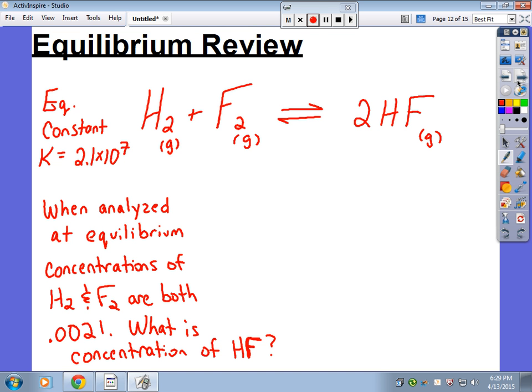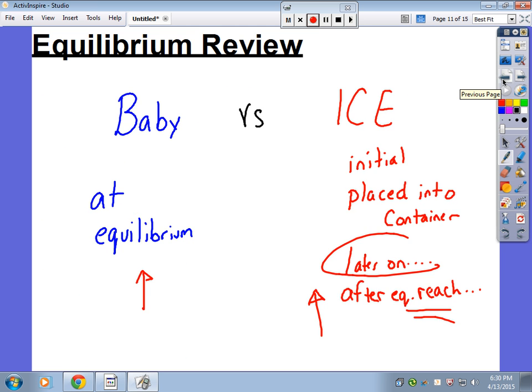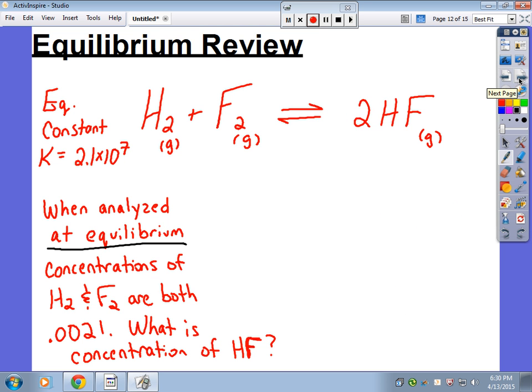Okay, so first, you're given the equilibrium constant. Okay, that's not always a factor. You may have to find the equilibrium constant, as we'll see. But what do you see here? When this is analyzed at equilibrium, oh, look at that, folks. It says at equilibrium. So what are keywords? At equilibrium, we just do a plain old baby problem. So it's analyzed at equilibrium. Concentrations of H2 and F2 are both 0.021. Okay, and by the way, I should have molarity here. Okay, and they want to know what the concentration of HF is.